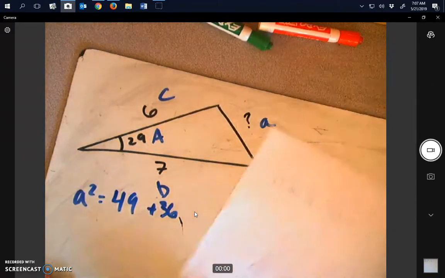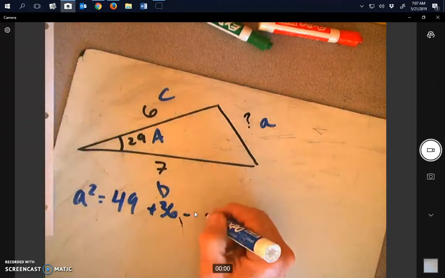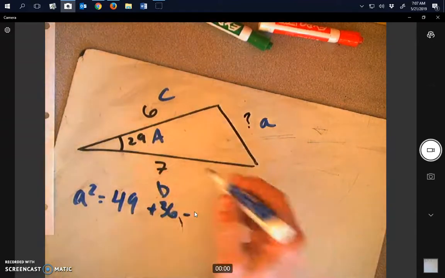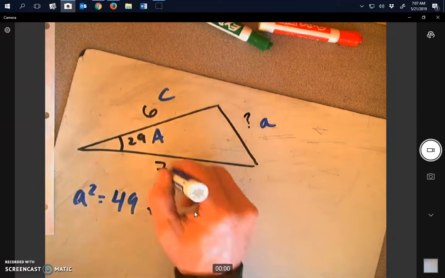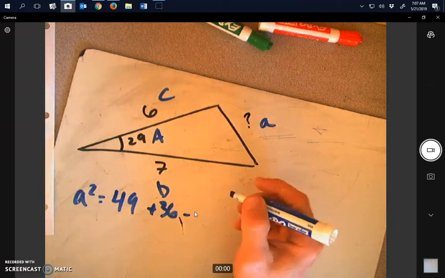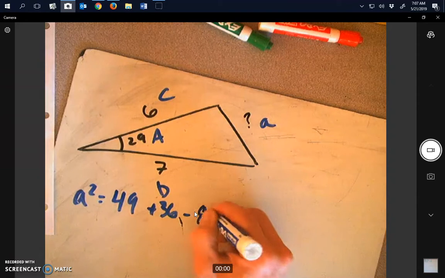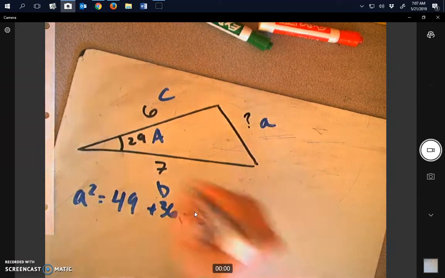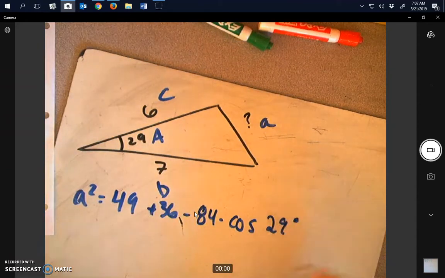6 squared is 36. And we're doing minus 2 times B times C. B and C is 42. We multiply them, and 42 times 2 is 84. And that's times cosine of the angle 29 degrees. All right, so let's go to my calculator.